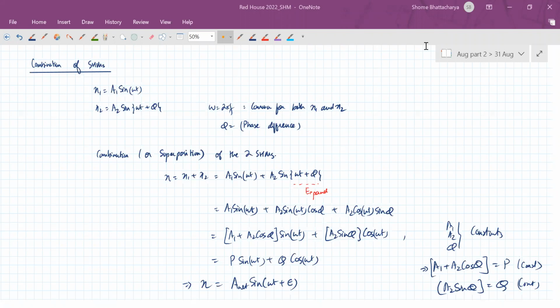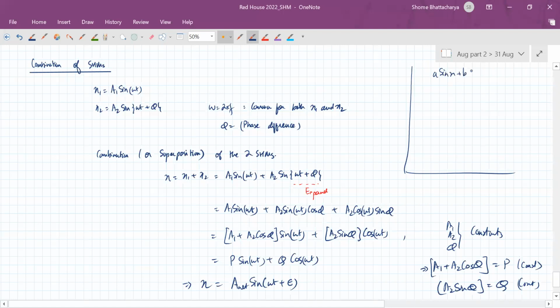So noted. Right. So now you can see what A net will be in terms of P and Q. It will be root of P square plus Q square. Right. So basically we are using this identity that A sin x plus B cos x can be written as C sine of x plus, let's say, epsilon, where C is going to be root of A square plus B square. Okay. And epsilon is going to be tan inverse of B by A. So this method we had seen long before also. So basically what we do is multiply and divide by root of A square plus B square.